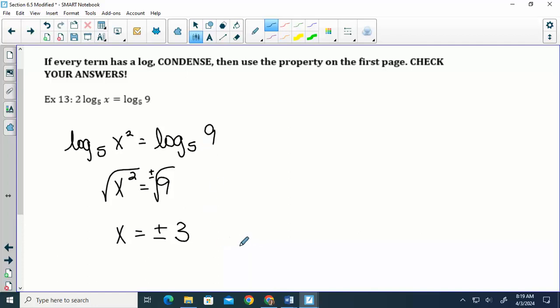Are both of those okay answers? Right. The original problem had log base 5 of x. You can't do log base 5 of negative 3. So x equals 3 is the only answer we can use.